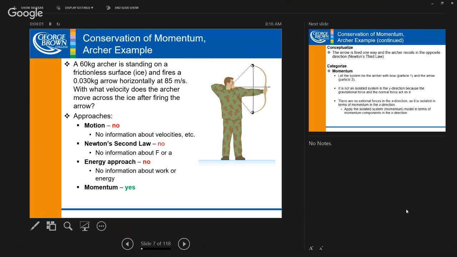So how can we figure this out? Do we have enough information? Can we use the laws of motion? No, we have no information about velocities other than the speed of the arrow. Can we use Newton's second law, force equals ma? No, because we don't have enough information. How about the energy approach, kinetic energy and potential energy? No, but we can use momentum in this case, right?